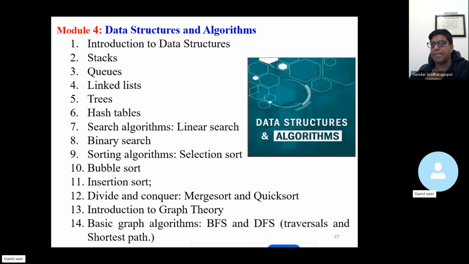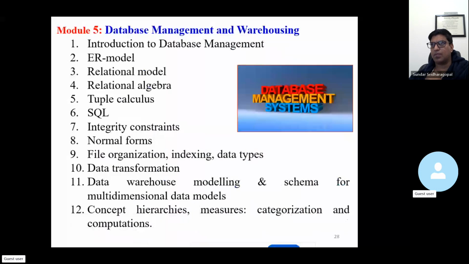We are using data structures and algorithms, followed by database management and data warehousing. Only fundamental concepts, because you are experts in computer science subjects. That's why I'll brief what it is and why we are using these concepts in data science.